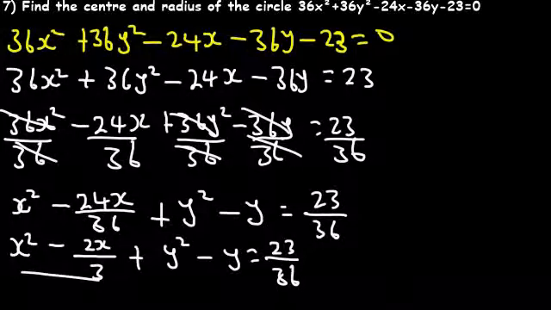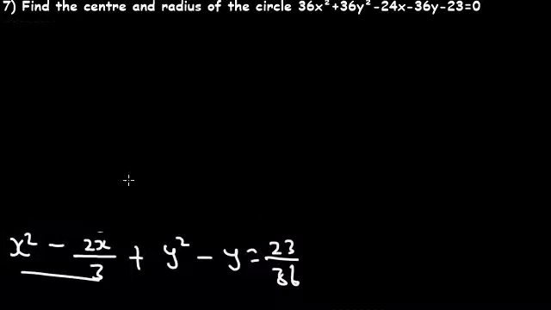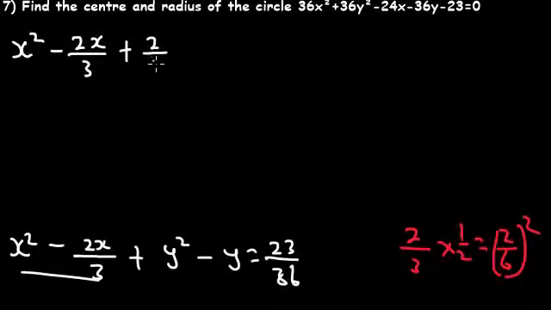I'm out of space. Let me get rid of some stuff right here. So now let's begin with the first one. The coefficient of x is 2 over 3. So 2 over 3 multiplied by half gives us 2 over 6, and we square that. So we have x squared minus 2x over 3 plus 2 over 6, all squared.